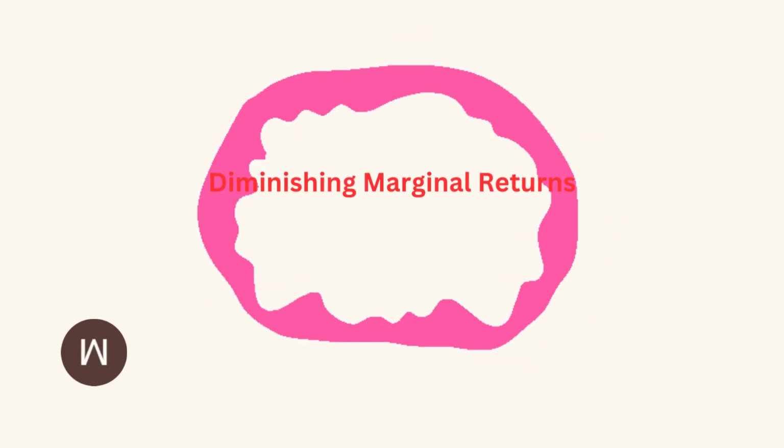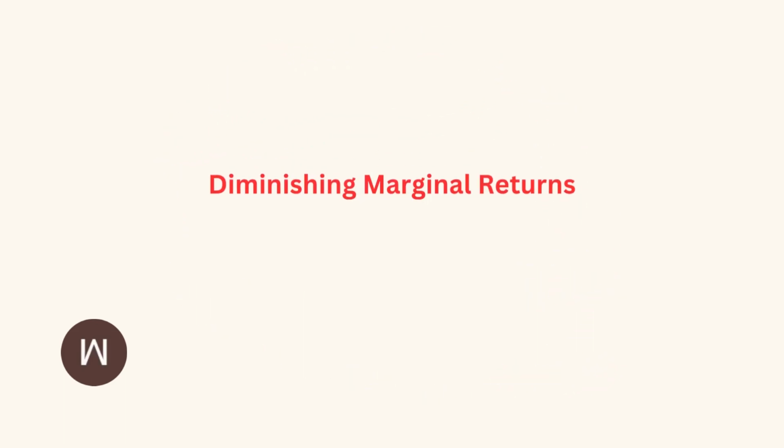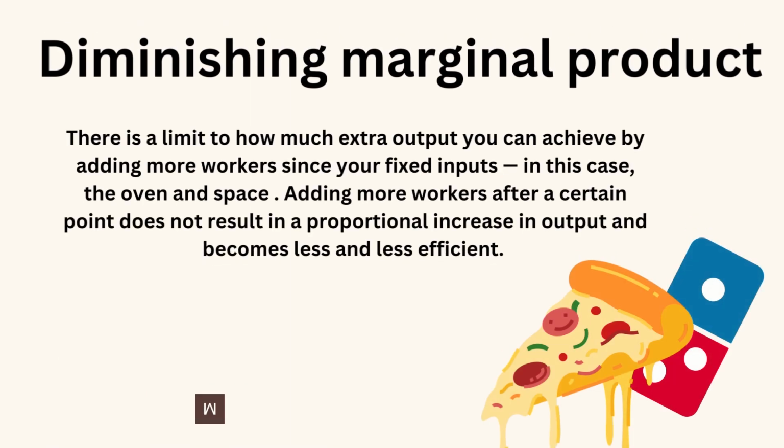Welcome, I'll be talking about diminishing marginal returns. The law of diminishing marginal product states that adding more of a variable input like labor to a fixed input like equipment and space will yield a progressively smaller increase in output, because each additional worker has less access to a fixed input and can contribute less to production.